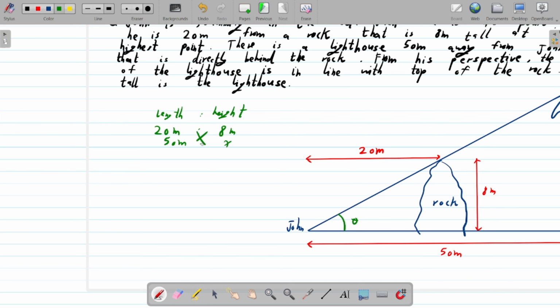Then next step is we're going to make a cross. This might be a new method. This is called cross multiplication. What you do here is, normally you first make a cross in the middle, and then 50 times 8 is going to give you 400, equal to 20 times x, that is 20x. Then divide by 20 on both sides. That's going to leave you with 400 over 20 equals x. So x is 20 meters. So the lighthouse is 20 meters tall. And that's it. We just had to write these 3 lines, but the question was very long.